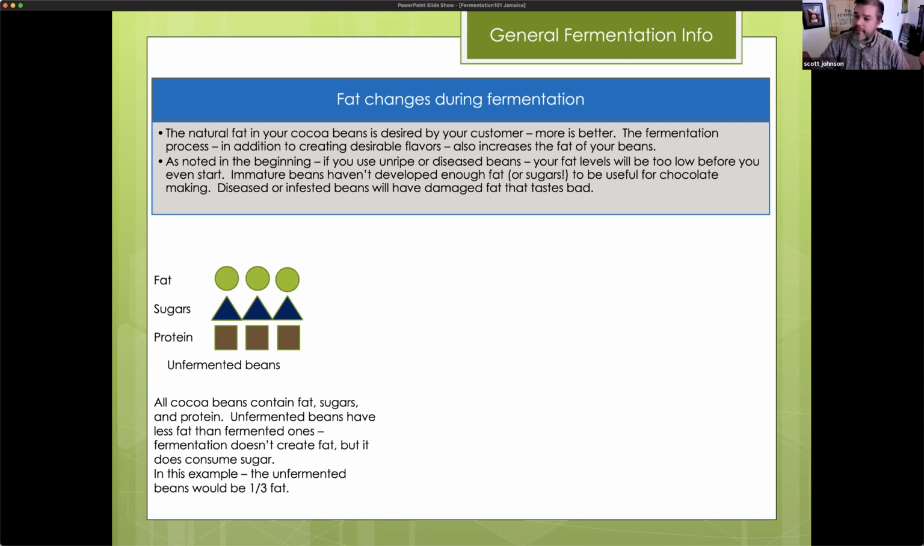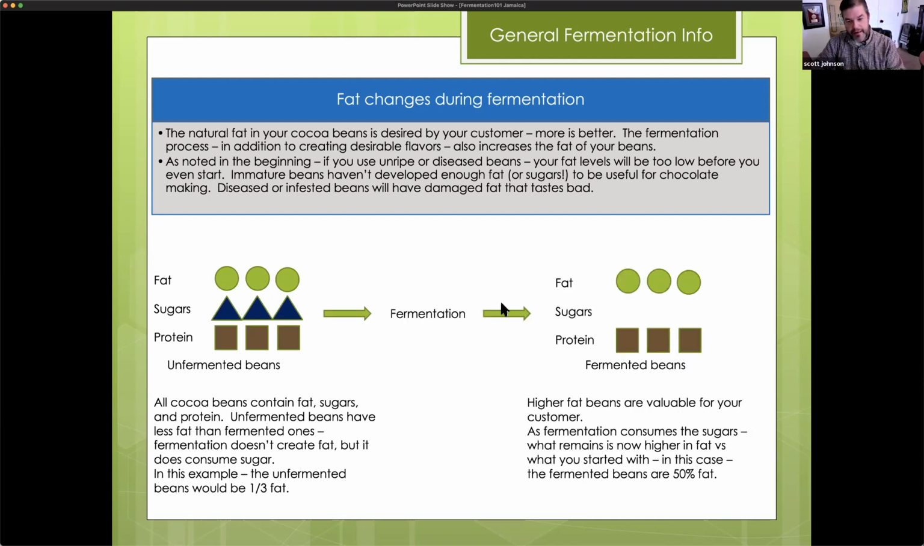Well, we don't work with unfermented beans, we work with fermented beans, right? And so as we go through the fermentation process, our yeast eats these sugars, right? That's what fuels the yeast. That's why we started with, what is fermentation? Fermentation is yeast eating sugar.